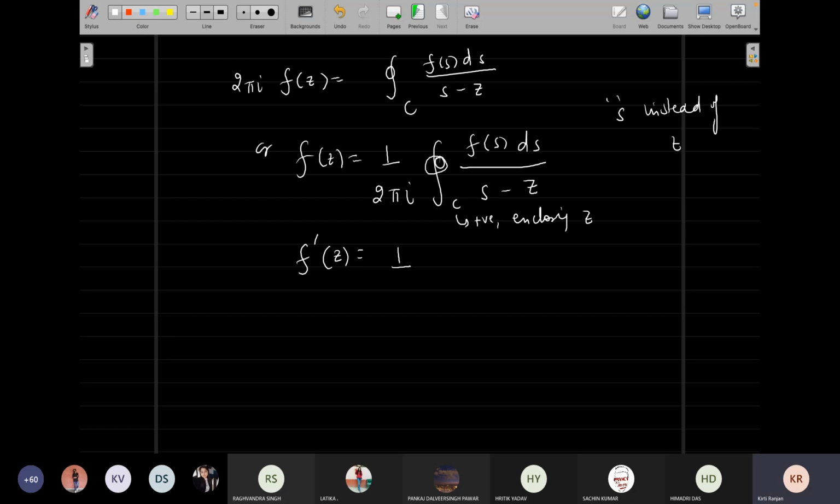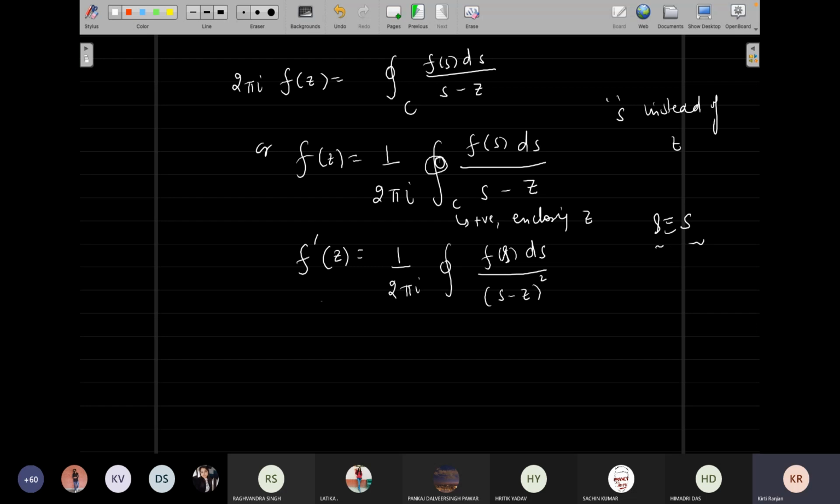One over 2 pi i, then f(s) ds over (s minus z) squared, any sign, positive, negative. So f(s), okay, s is equal to s in my handwriting. Okay, yeah.